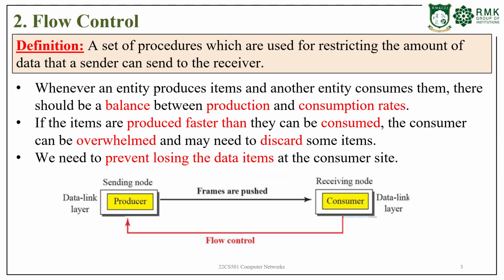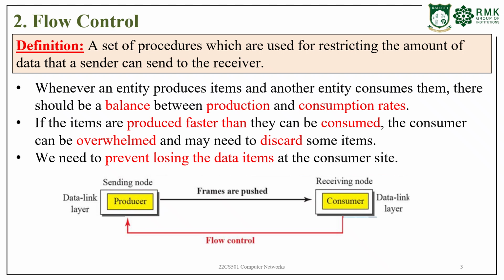So now we are just going to see the concept of flow control. So what is flow control? It is a set of procedures which are used for restricting the amount of data that a sender can send to the receiver. This is something like a fast sender and a slow receiver.